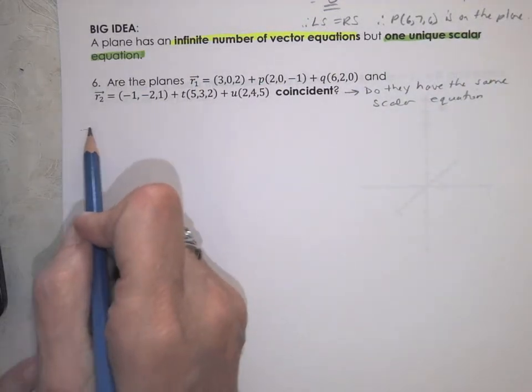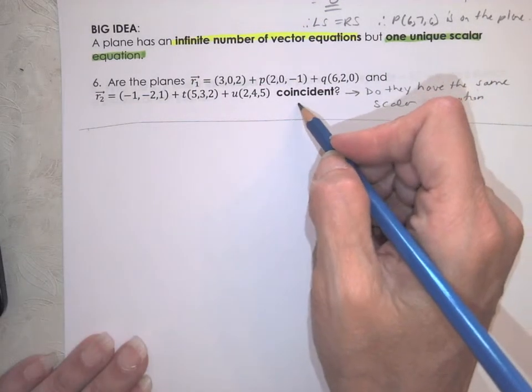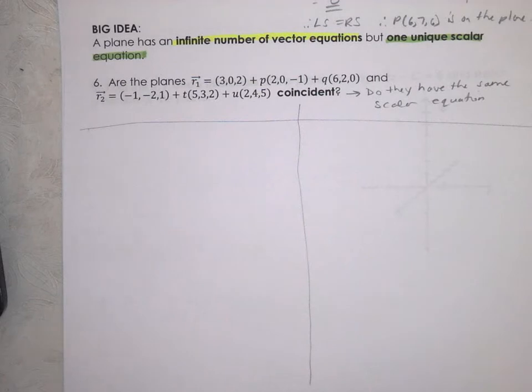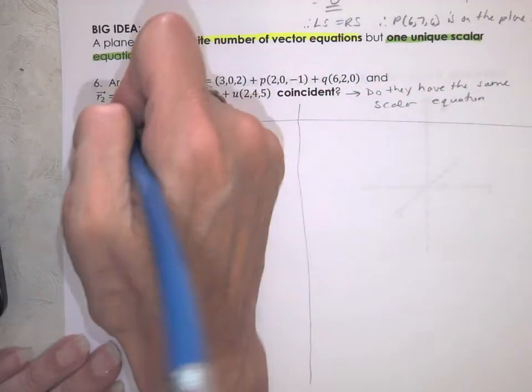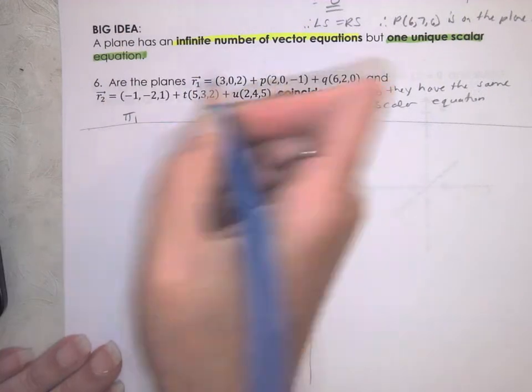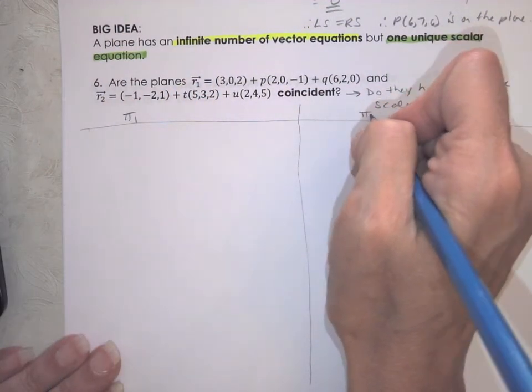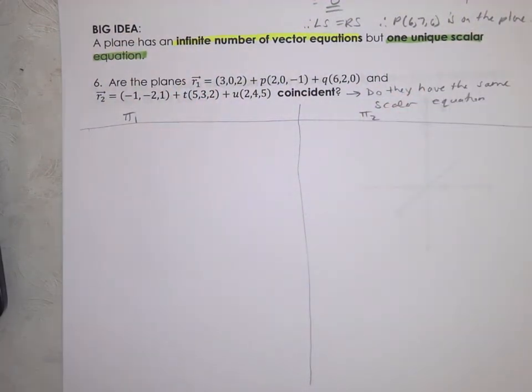So I'm going to divide my space into two sections, because really we want to see if they have the same scalar equation. So this is plane pi 1. Pi is a short form for planes, and on this side we'll do pi 2. Now in order to have the same scalar equation, they'd have to have the same normals. If they don't have the same normals, I can stop. They aren't coincident. In order to be coincident, they would have to have the same normal.